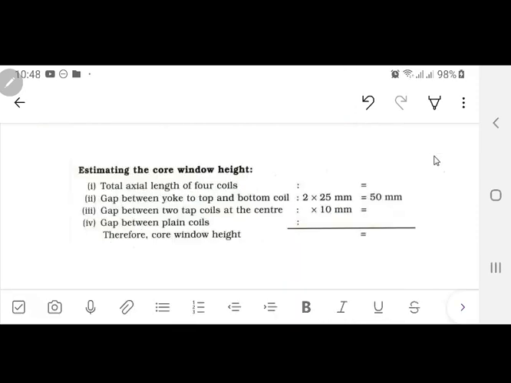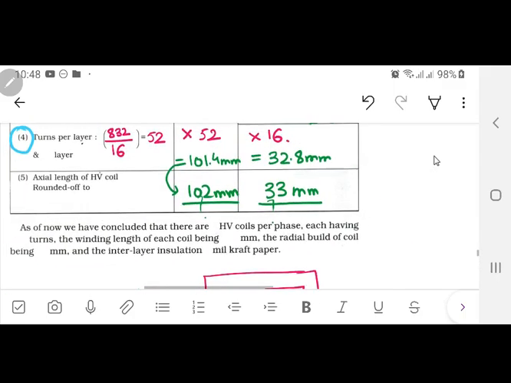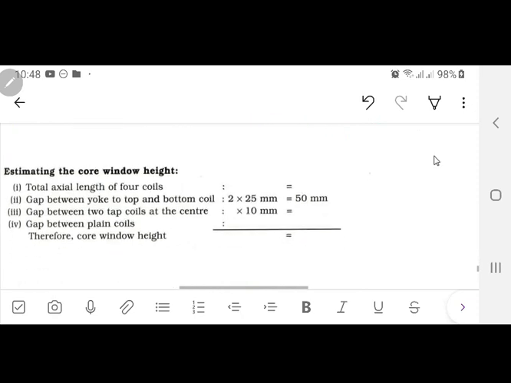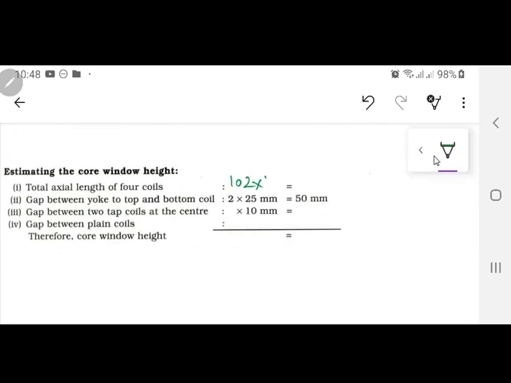Please, just one. I don't have much time. It's already over. Total axial length of the 4 coils. हमने भी क्या लेंथ निकाली थी पीछे? 102. So this means I am going to have 102 multiplied by 4. Please do it. 408 mm.